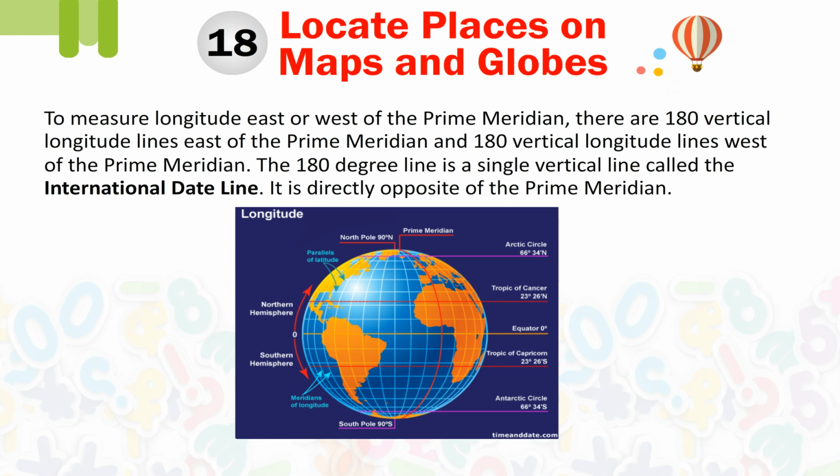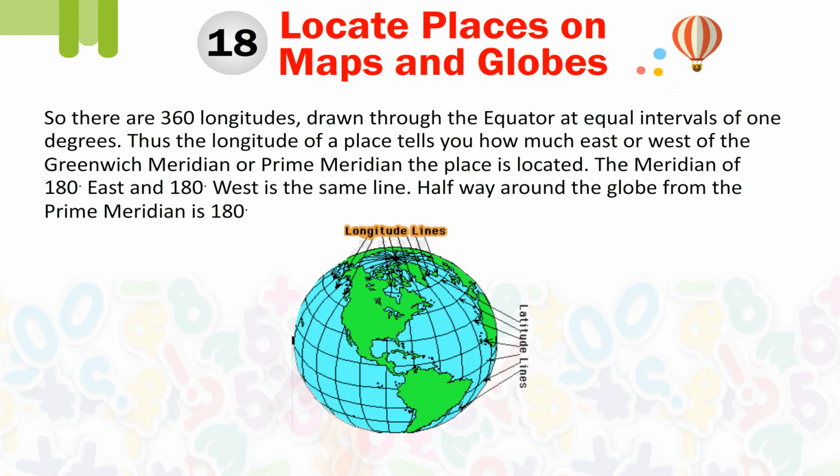To measure longitude east or west of the prime meridian, there are 180 vertical longitude lines east of the prime meridian and 180 vertical longitude lines west of the prime meridian. The 180-degree line is a single vertical line called the international date line. It is directly opposite of the prime meridian. So there are 360 longitudes drawn through the equator at equal intervals of 1 degree.